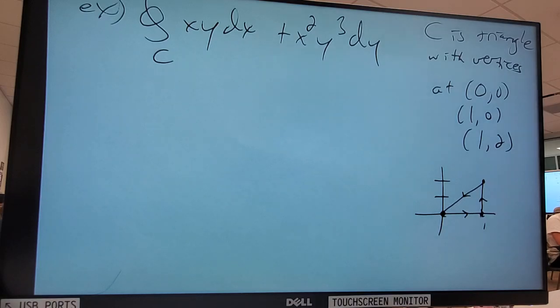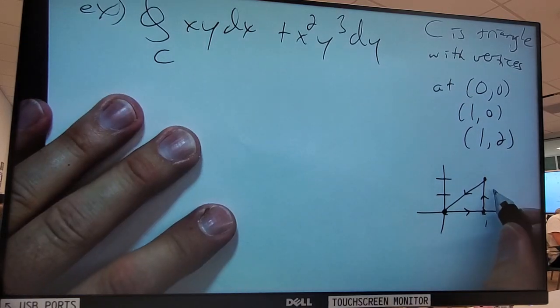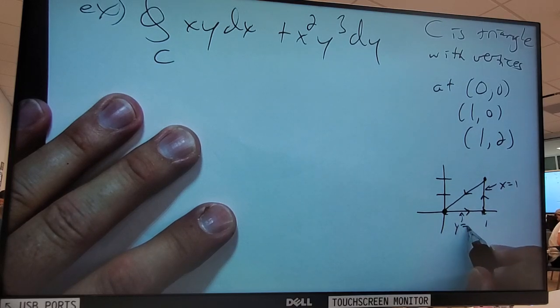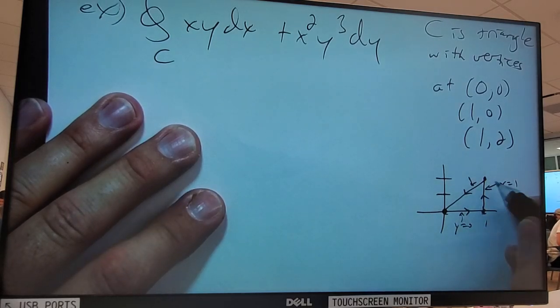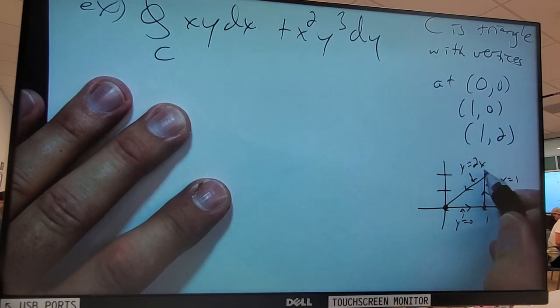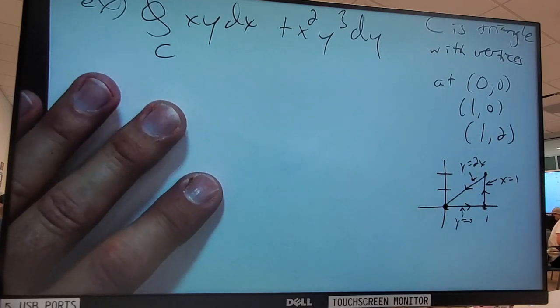Can anyone tell me, all right, I'll do this one. This wall is x equals 1. This wall is y equals 0. What's this wall? y equals 2x. Good, because this goes through (0,0), so that's easy.